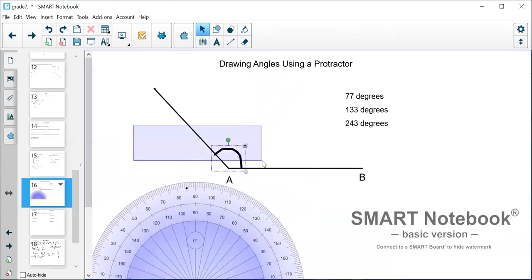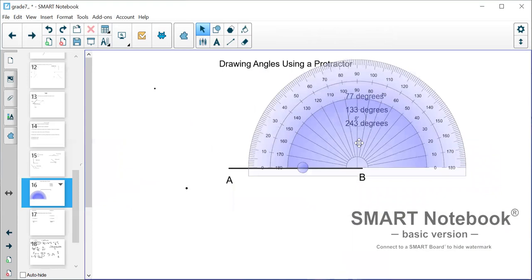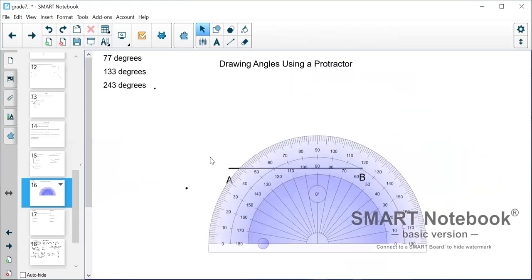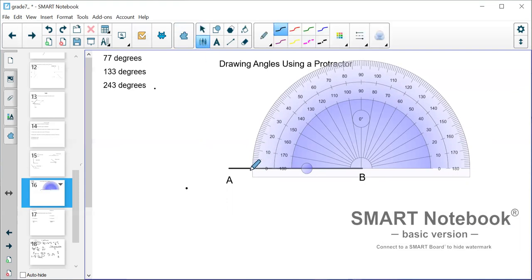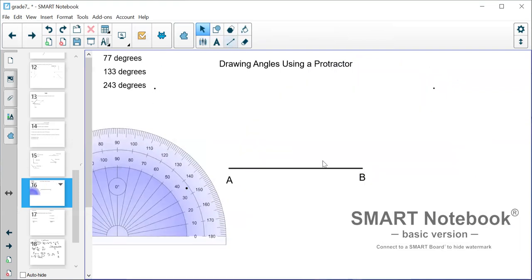Now, what happens when we draw an angle from B in this case? Right, again, we place the protractor at B and we find 133. But before we can find 133, we need to find 130. And we are starting from 0 on the left-hand side, and we're going in this direction. So we find 130, and then we count 1, 2, 3. And that would give us an angle of 133 degrees.